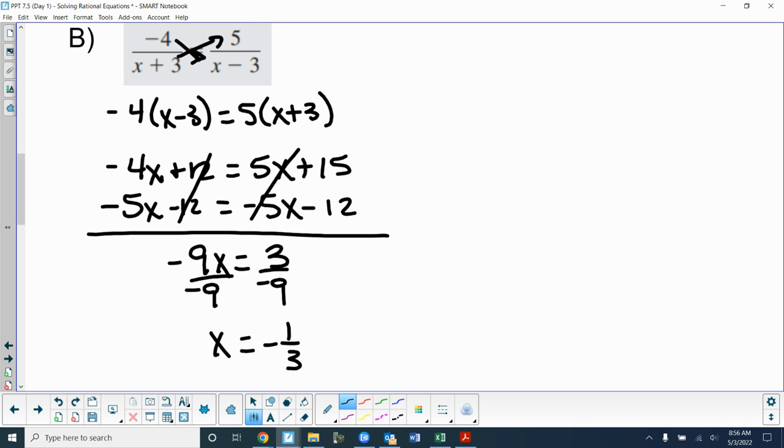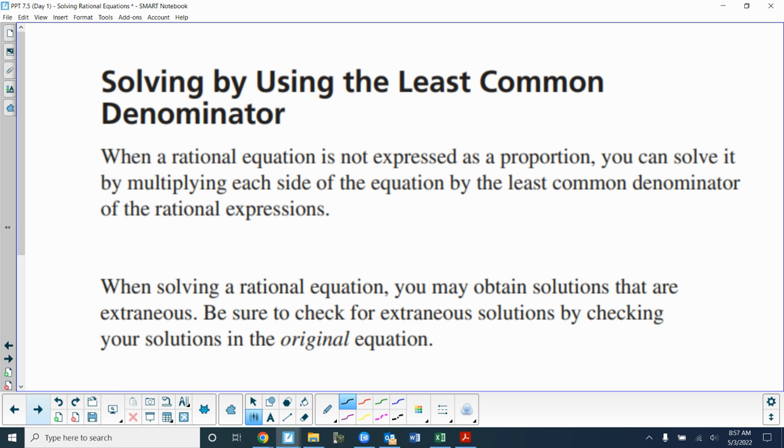Is -1/3 okay in those two denominators? Yeah, those are okay. So that's a good answer. If you got a +3 or a -3, that would not be a good answer. If the answer you get makes the denominator 0, then there's no solution, okay? So those are easy, right? Just cross multiply, one fraction equal to another.